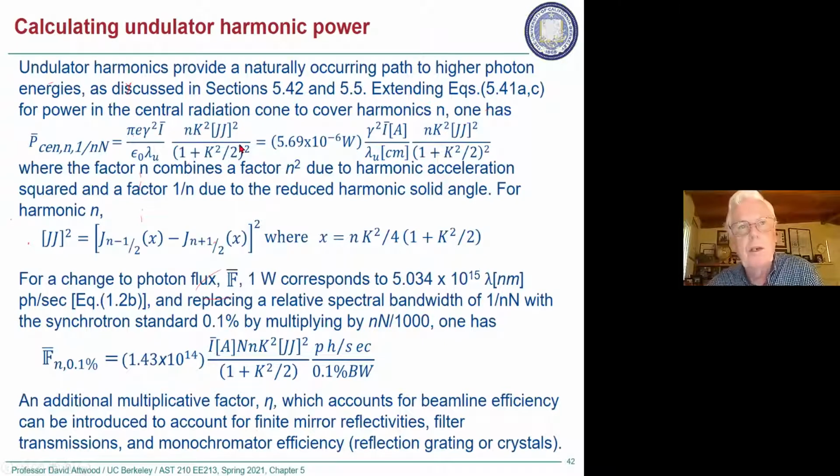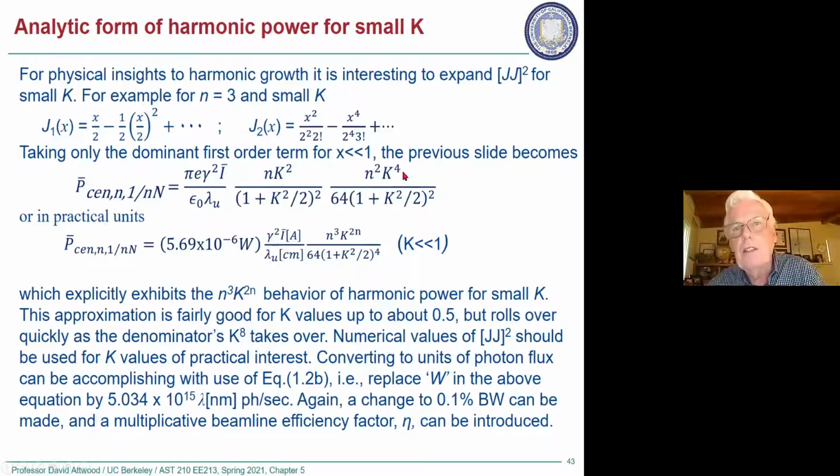That's this part of the equation. It's everything but the J squared. And then there's the J squared term. So you just go through this expansion and you put it in. And if you combine these two terms, I'll just show it in the practical units case: the radiated power, and this is for the third harmonic. This example is for n equals 3, okay? You see that the power goes as n cubed k to the 2n. So for n equals 3, it's k to the 6th, k squared plus k to the 4th, and there's an n cubed. So this is giving you power in the harmonics.